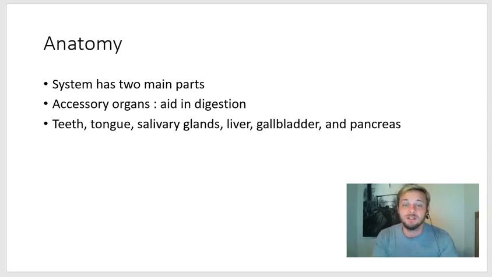Our accessory organs, so we're going to have our teeth, your tongue, salivary glands, liver, gallbladder, and pancreas, and we're going to talk about most of these.